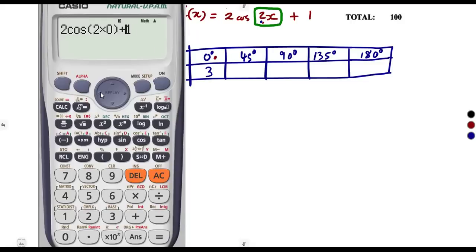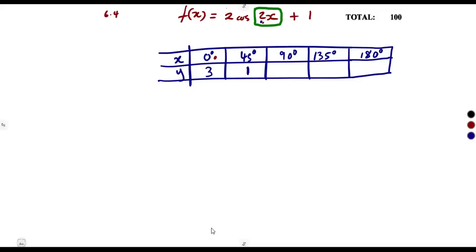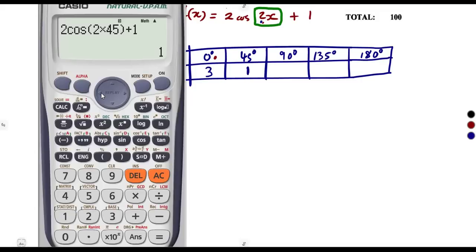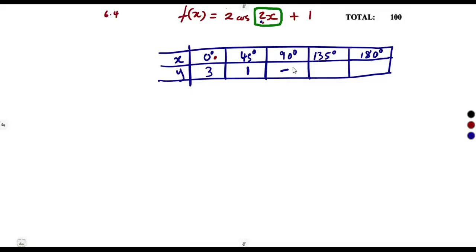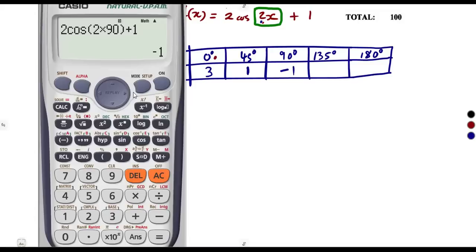We do the same thing at 45 degrees. Put 45 degrees in place of x. Remember, this is where our x is at that 0 there. So remove this 0 and put 45 degrees. We're going to get a 1. So when x is 45, we are going to have y as 1. We do the same thing at 90 degrees. Remove the 45 and put 90 degrees here. That is going to give us -1. The same with the 135 and so on.